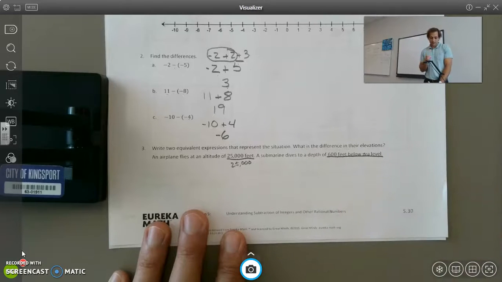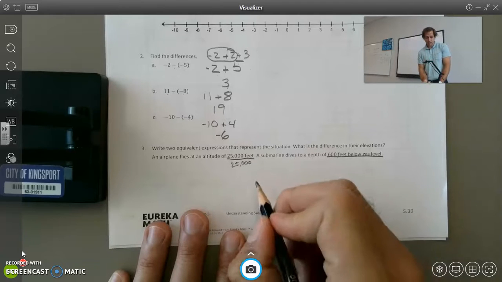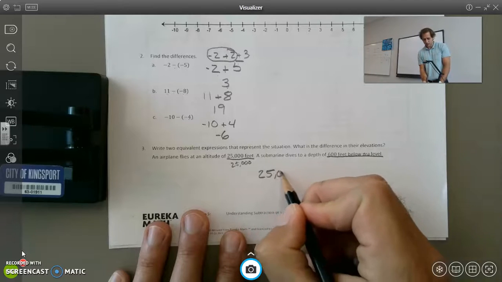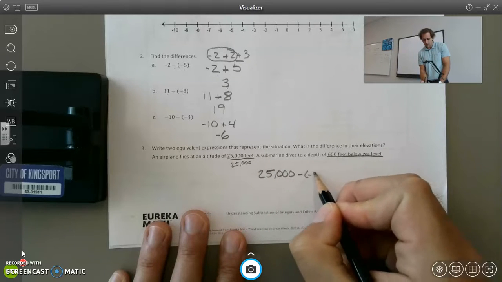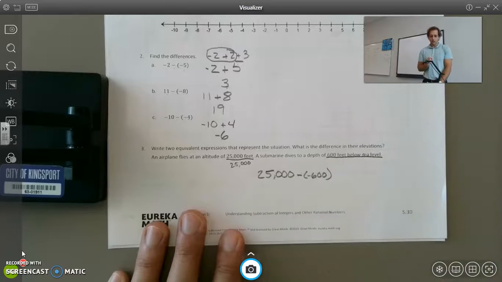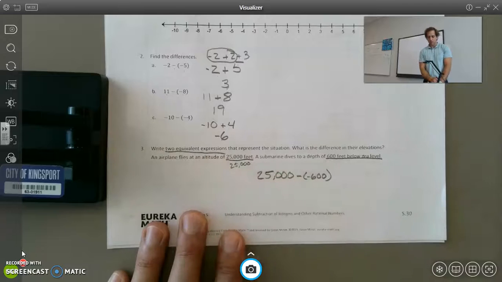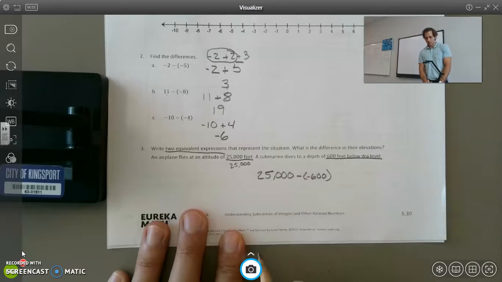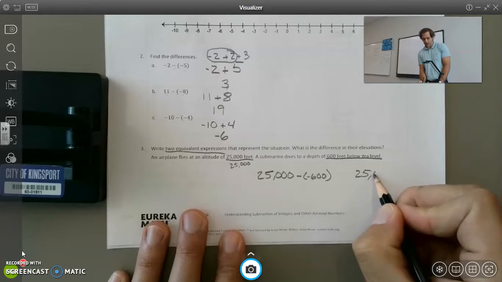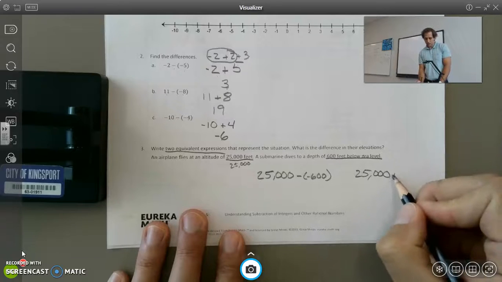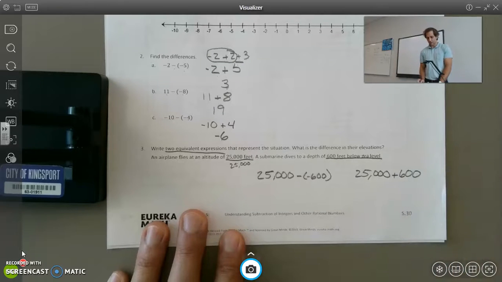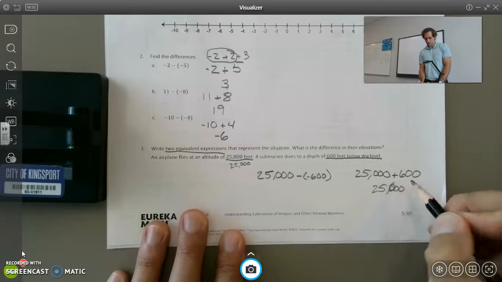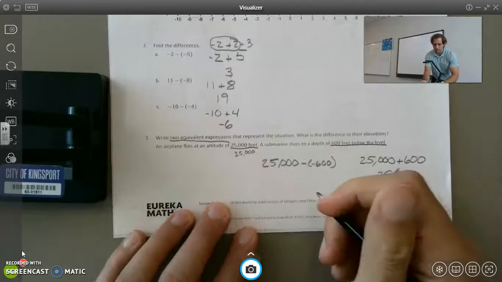So, I could say the difference, what sign would I use? Subtraction. The difference is 25,000 minus negative 600. That's the difference. But it asks for two equivalent expressions. What expression would be the same as minus negative 600? Well, the same thing would be to add the opposite and say plus 600. And the answer, 25,600.